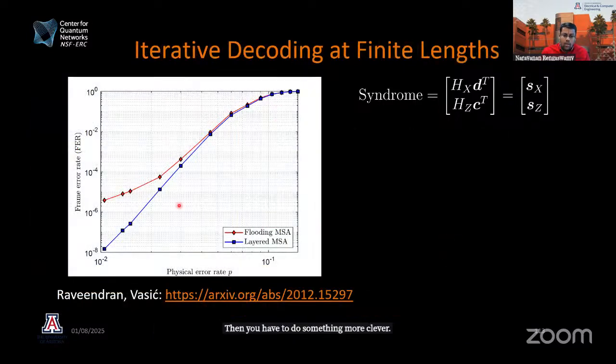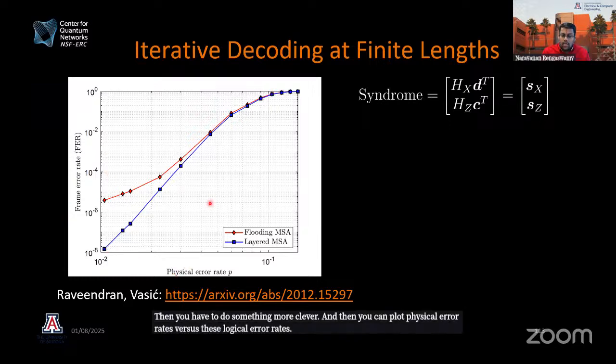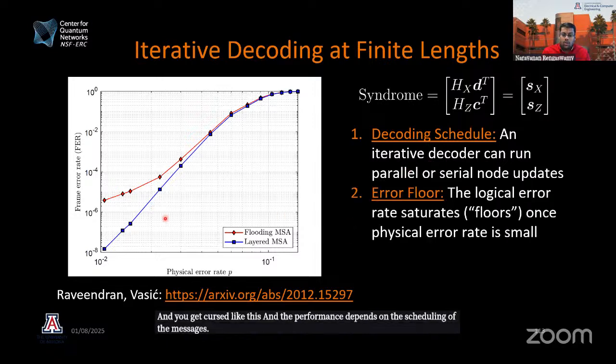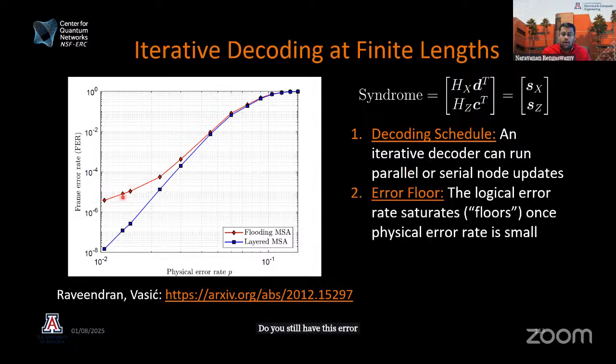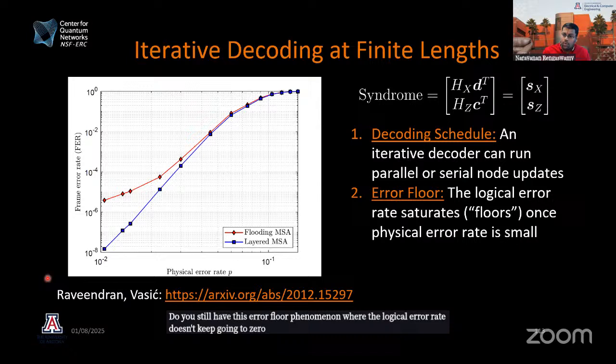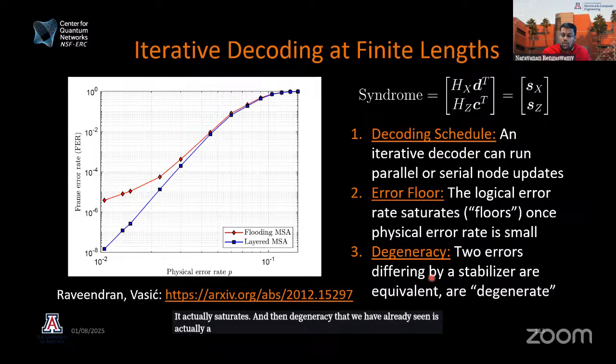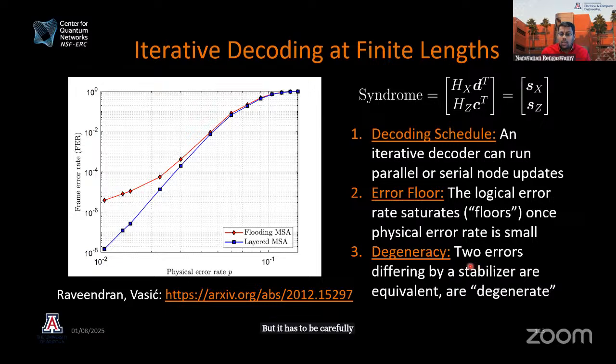And then you can plot physical error rates versus logical error rates, and you get curves like this. The performance depends on the scheduling of the messages. You still have this error floor phenomenon where the logical error rate doesn't keep going to 0 as the physical error rate becomes lower and lower. It actually saturates. And then degeneracy, which we have already seen, is actually a boon to quantum error correction, but it has to be carefully leveraged in the decoding strategy.